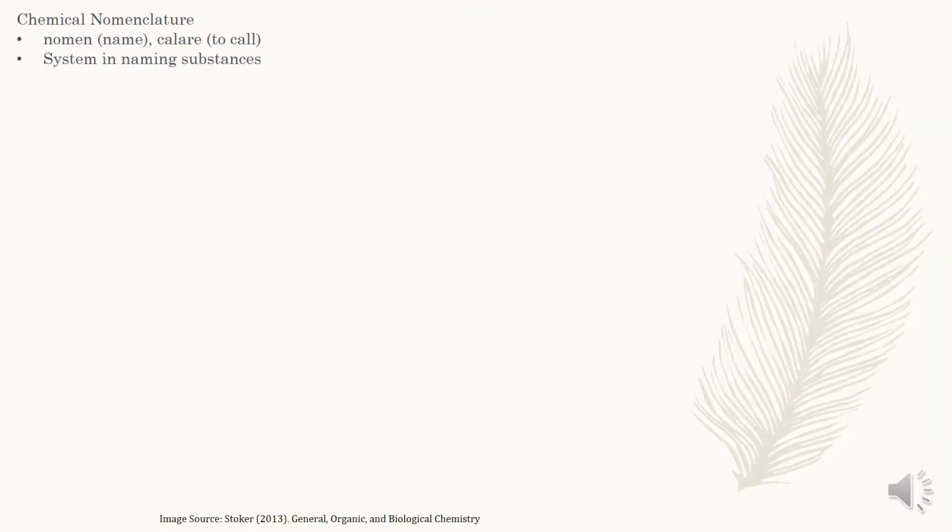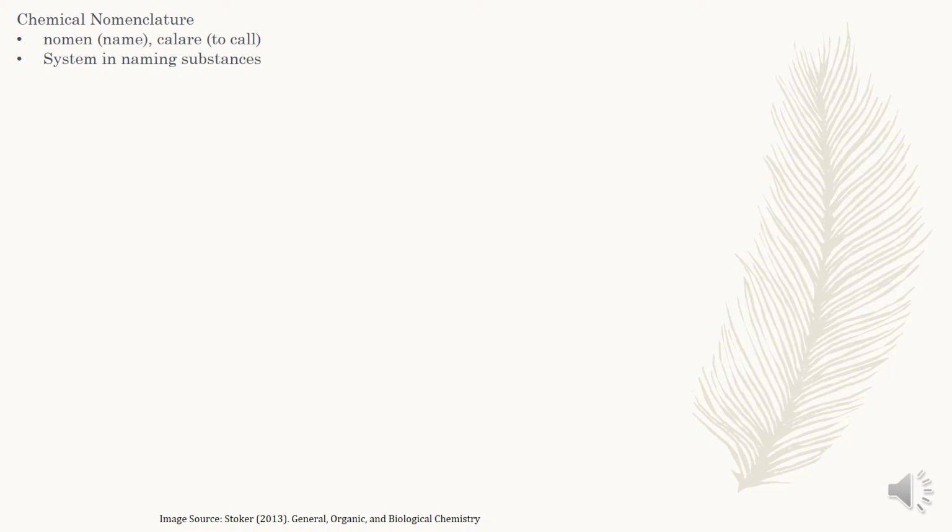The names and formulas of compounds are essential vocabulary in chemistry, and the system used in naming substances is called chemical nomenclature. It comes from the Latin words nomen, or name, and calare, which means to call. So chemical nomenclature is the system of naming substances.